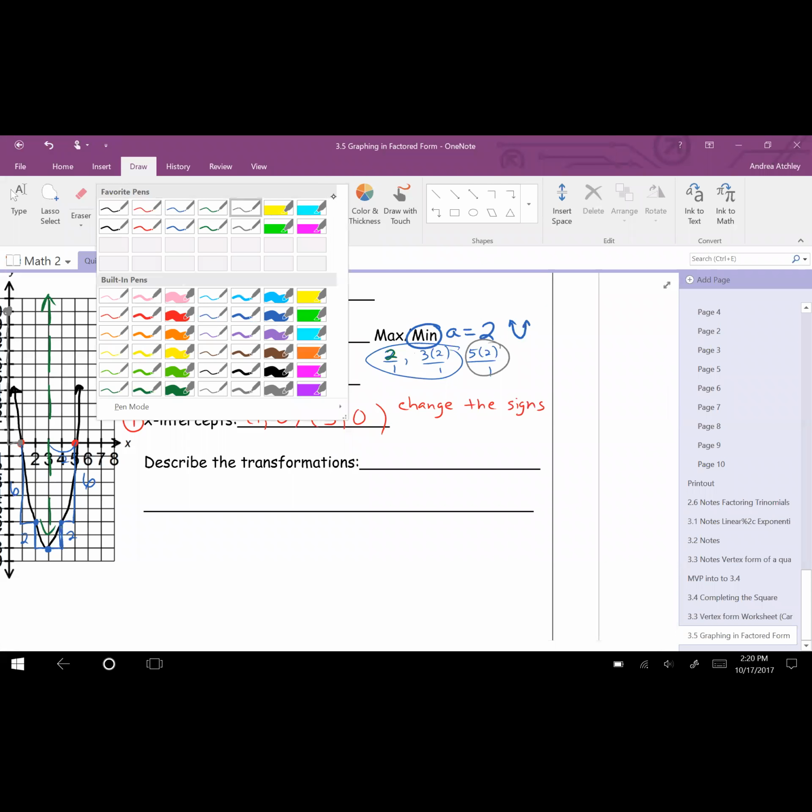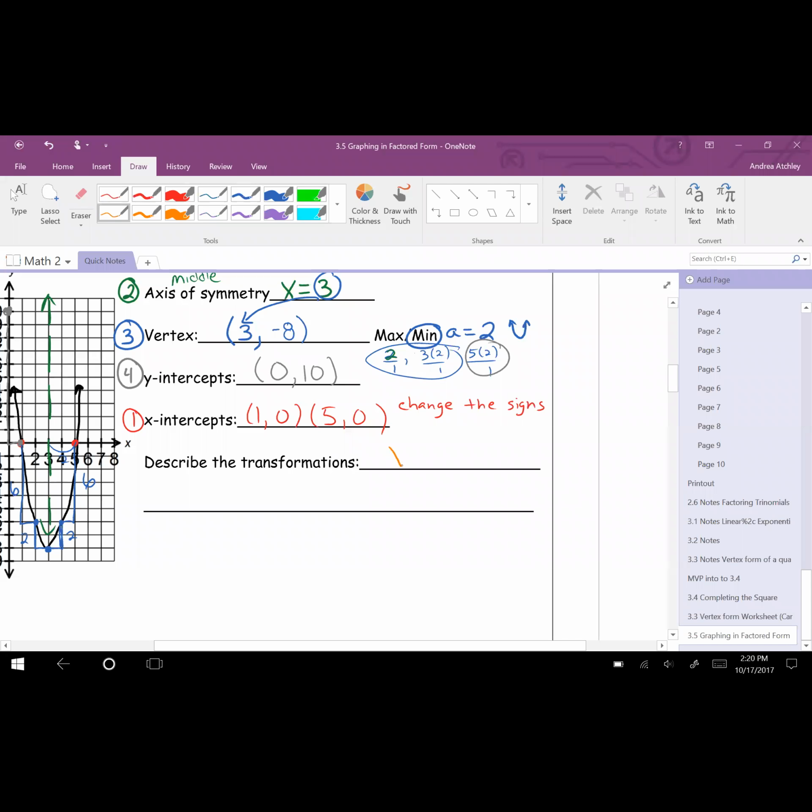Okay, then my vertex will help me figure out the transformations. Brianna, what does the 3 tell me? Right 3. Esteban, what does the negative 8 tell me? Down 8.